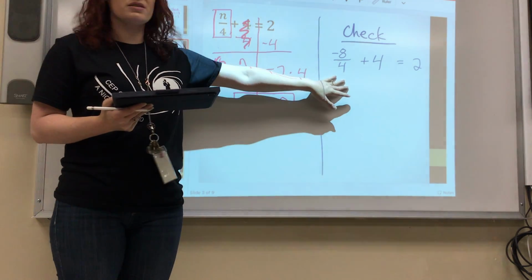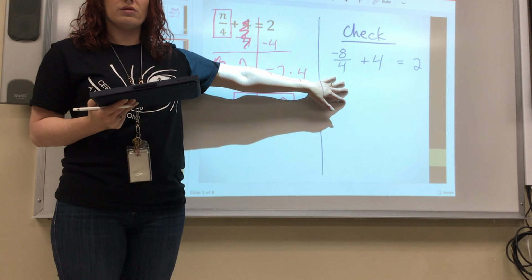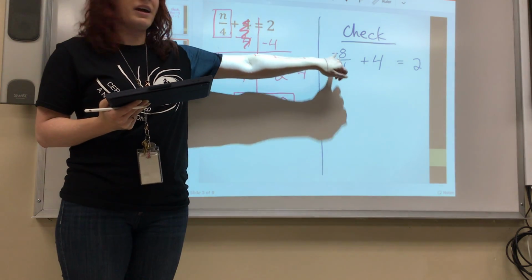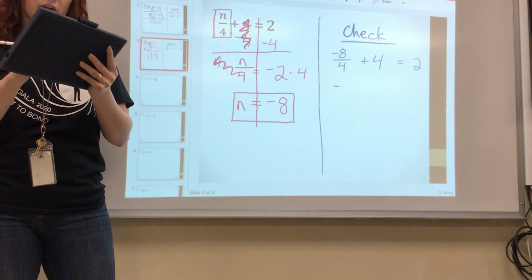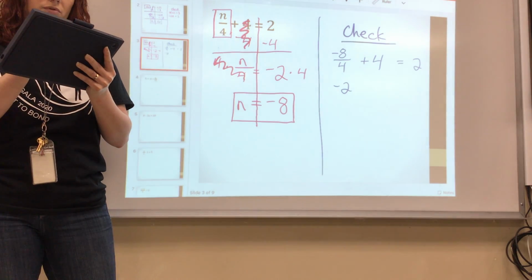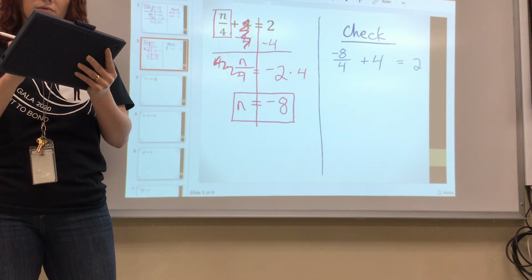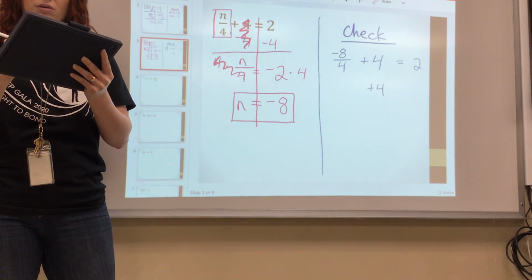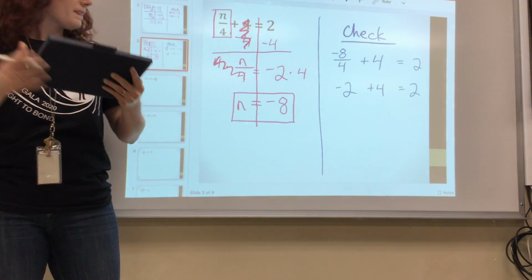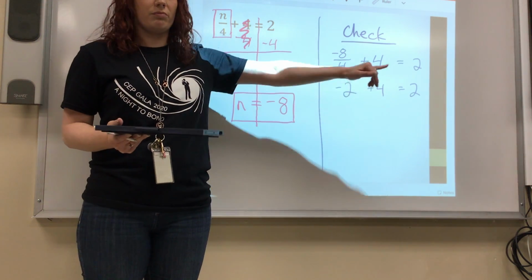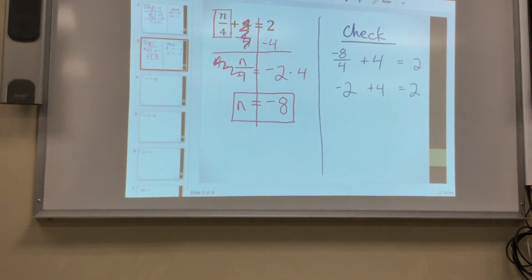What would I do first when solving this order of operations? What comes first? Do you remember your order of operations, Brayden? Division is first, so -8 divided by 4 is -2. So -2 plus 4, what's -2 plus 4? 2. Perfect. That means we got that check right. Yay. I have a lot of students that just put a check there, like, yep, all done.